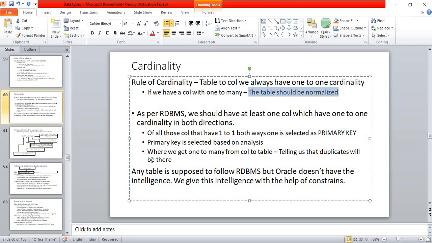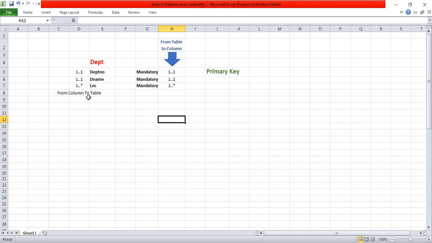Now coming to the part of column to table. Here you are seeing one to one, right? All those columns that have one to one are generally defined with a unique constraint, which we'll talk about in the future. But of all those columns with one to one, one column is selected to become a primary key. And again, which column to make the primary key is always a business decision.